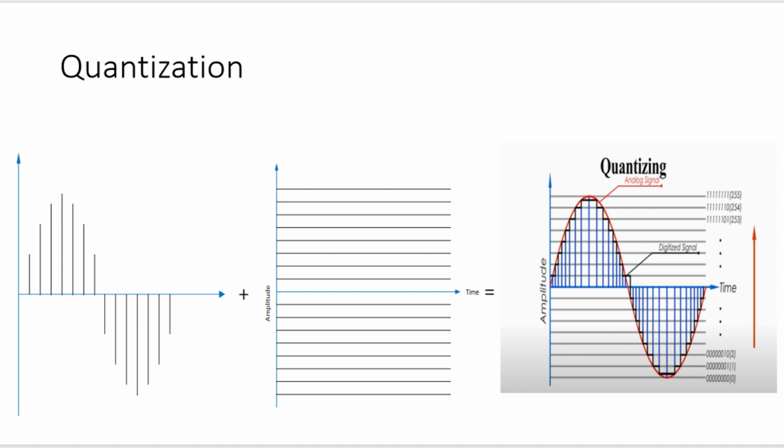Okay, we continue with the quantization. The PAM samples still represent the voice signal in analog form. For digital transmission, further processing is required. Pulse code modulation is a technique used to convert the PAM samples to binary code for digital transmission.